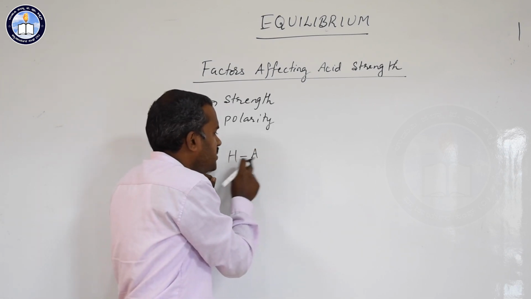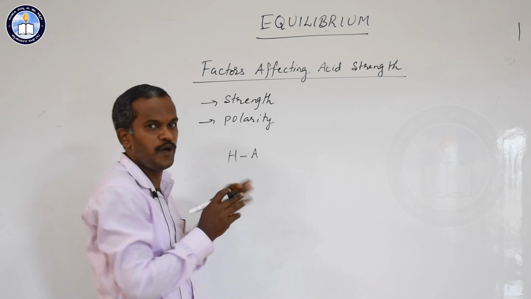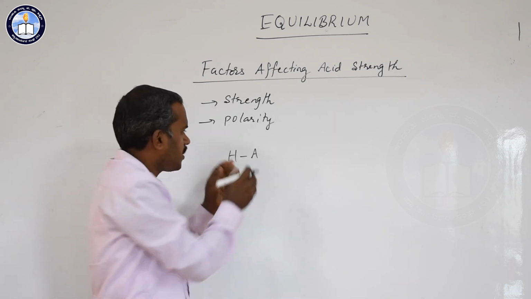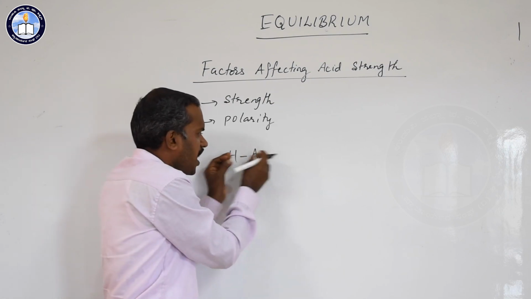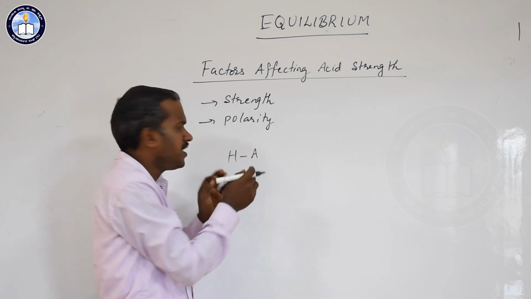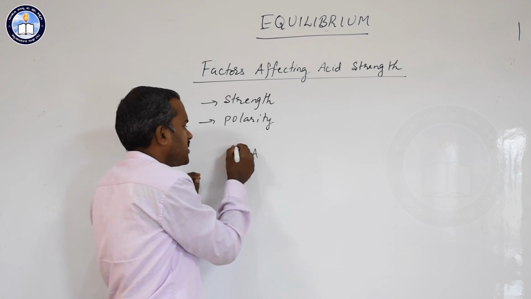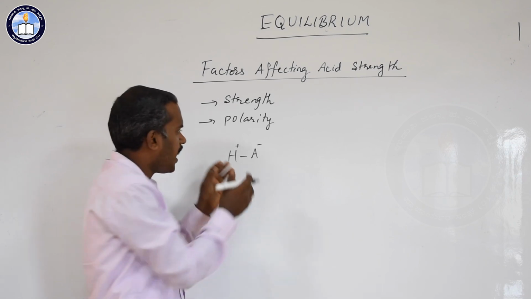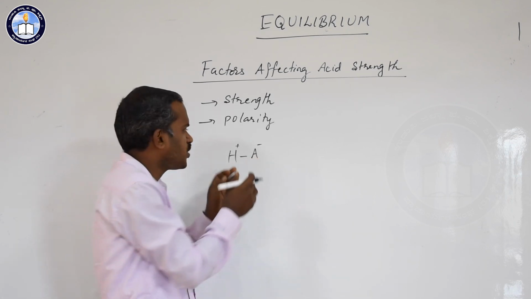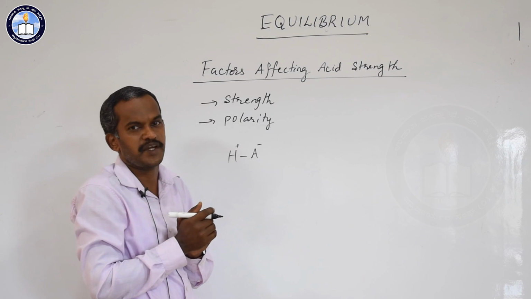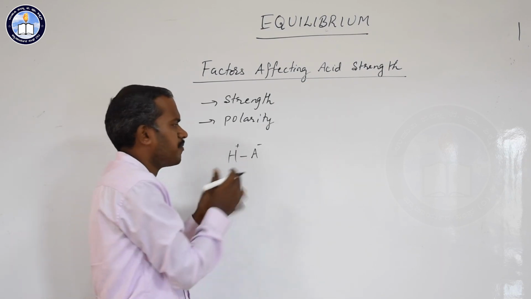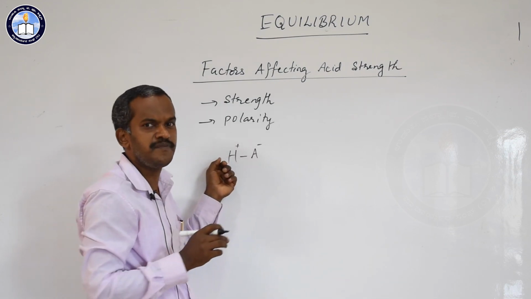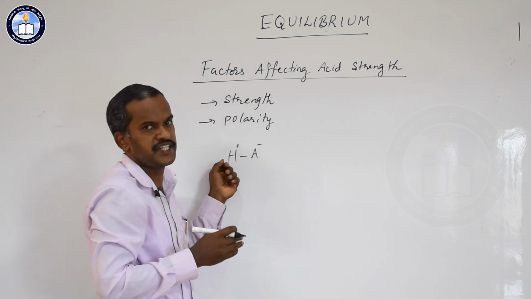Now the second thing is polarity. Whenever there is a larger difference in electronegativity, you already studied polarity, the charges are produced on the different groups. With a larger difference in electronegativity, there will be more charge separation. If I say this is positive and this is negative, more charge is produced on the atoms, then what happens? The breaking of the bond also becomes easier. Bond strength decreases and breaking becomes easier. So polarity also decides the bond strength, and in turn it decides the acidic strength.